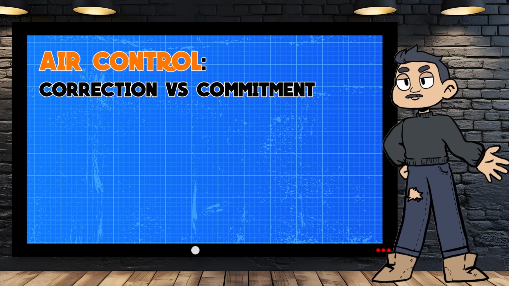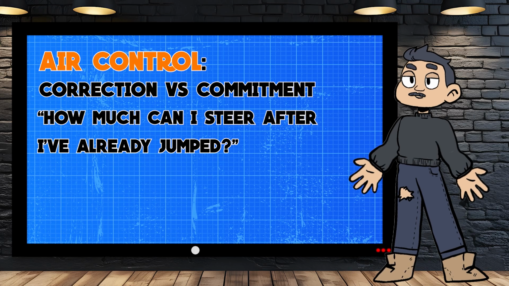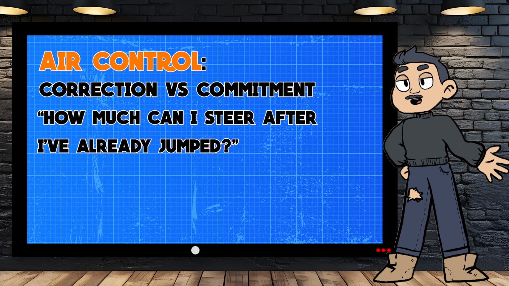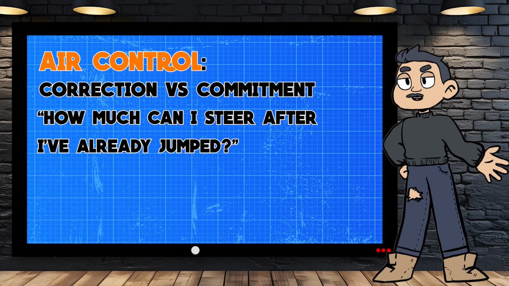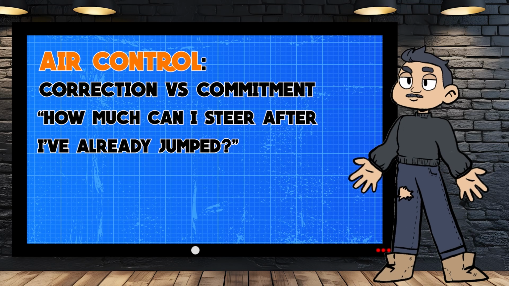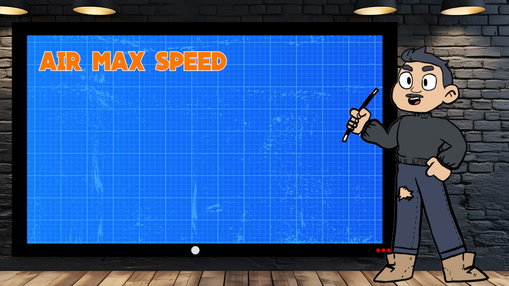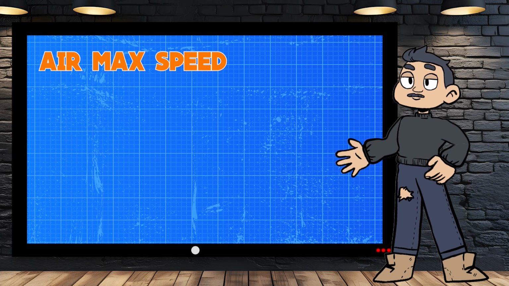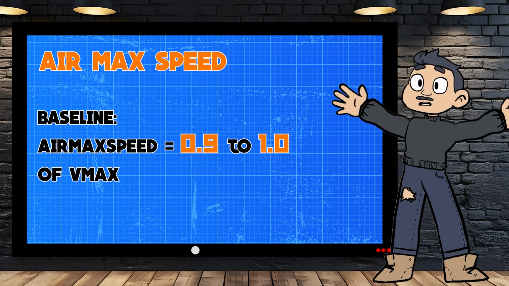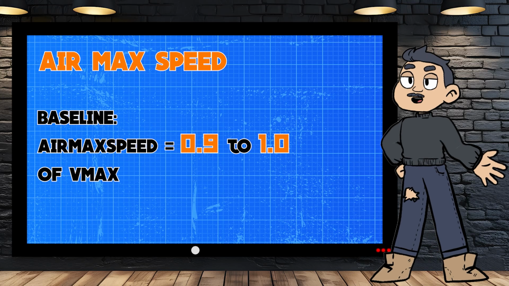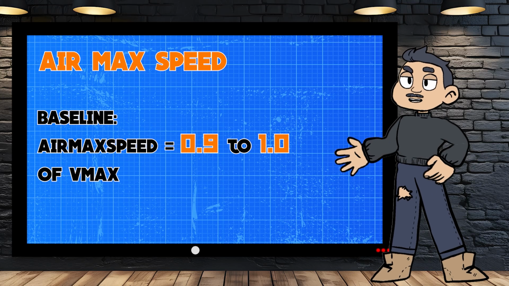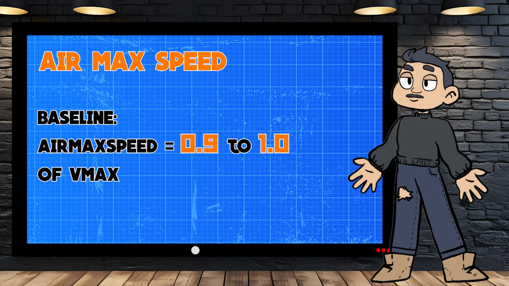Step 4. Air control. Correction versus commitment. Air control is basically how much can I steer after I've already jumped. Too much air control feels like flying. Too little feels unfair. So we define air control with 3 parameters. Air max speed, often similar to ground speed. Baseline. Air max speed equals 0.9 to 1.0 of Vmax. Let's keep it simple. Air max speed equals 1.0 Vmax.